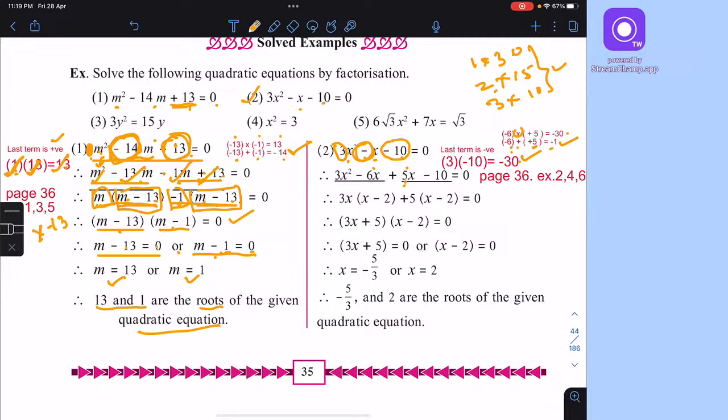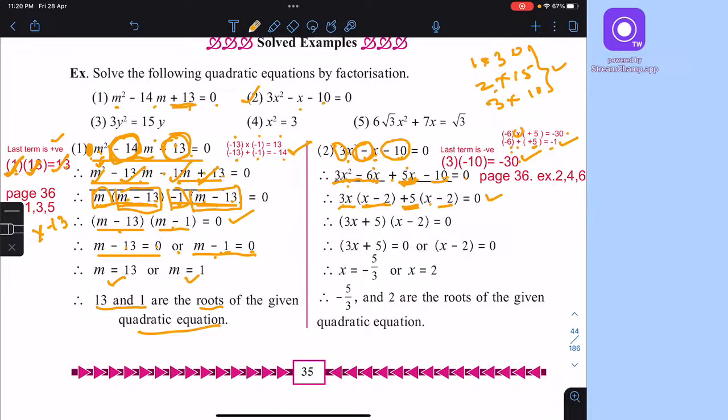Here 3x square is written as it is, minus x is split as minus 6x plus 5x, and minus 10 equal to 0. So here 3x is common. If you consider the factors of 3x square, that is 3x into x, and this is 3x into 2. So 3x is common. Here x remains, and 3x into minus 2 is minus 6x. Now here 5x and minus 10. Here you will get 5 into x and 5 into 2. So 5 is a common factor. It starts with plus, so here it is plus 5. Now whatever remains, you have to write inside the bracket. 5 multiplied by x gives you 5x, and 5 multiplied by minus 2 gives you minus 10. This is equal to 0.